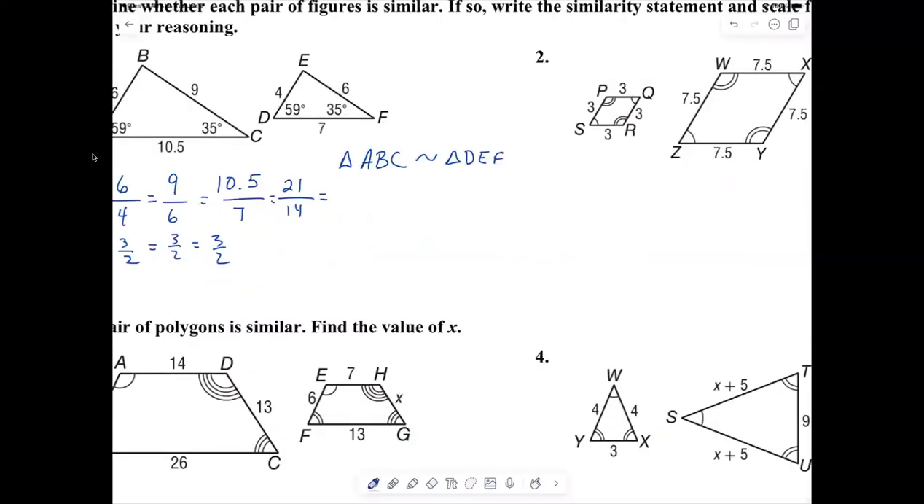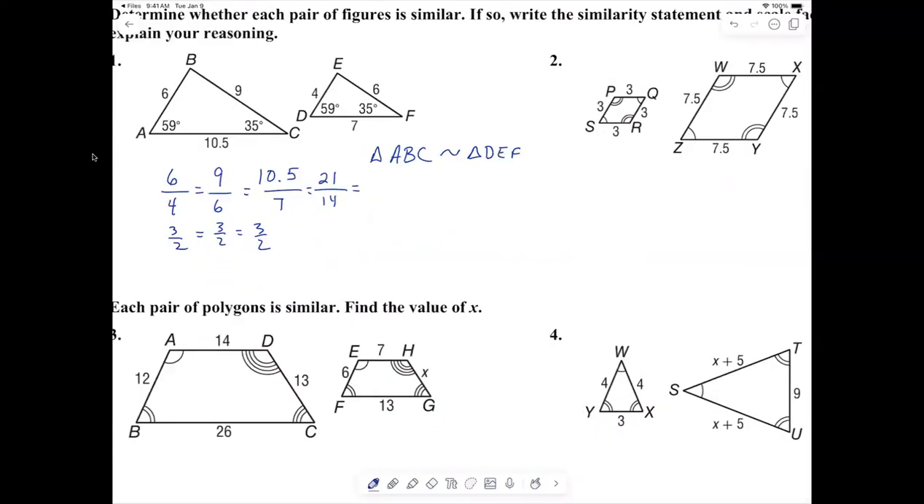And now we need the scale factor. The scale factor is the ratio. The scale factor is 3 to 2 or 1.5. You could say that the large triangle is 1.5 times the smaller triangle, or you could say the smaller triangle is 2/3 of the large triangle.